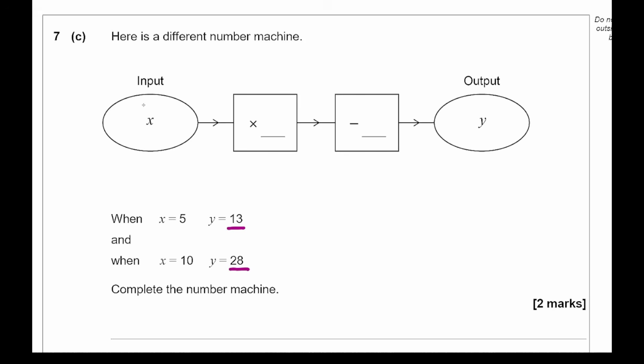So here, if I was to do 5 times, let's say 2, I'd get 10, and unless I'm subtracting a negative number, there's no way I can get from 10 to 13 and 20 to 28. And again, we've got to make sure that we're using the operators that we can see in the two boxes. So the correct answer you should have and complete is going to be multiplying by 3 and taking away 2.